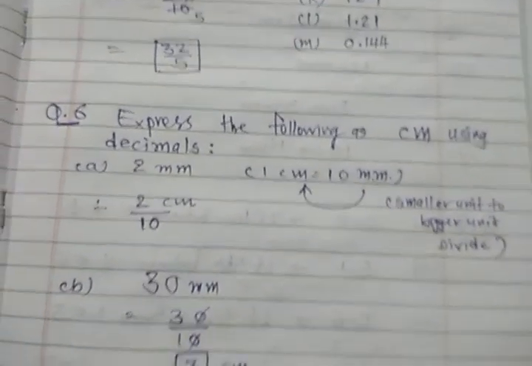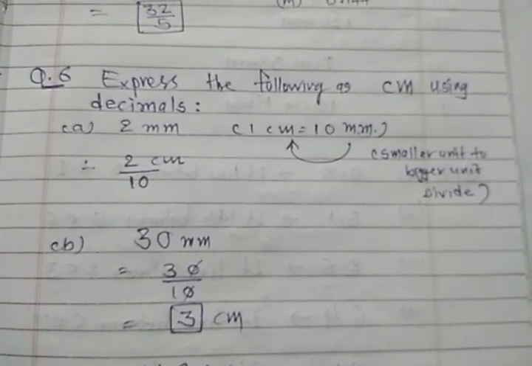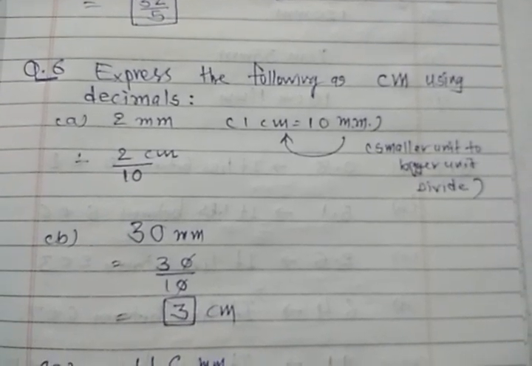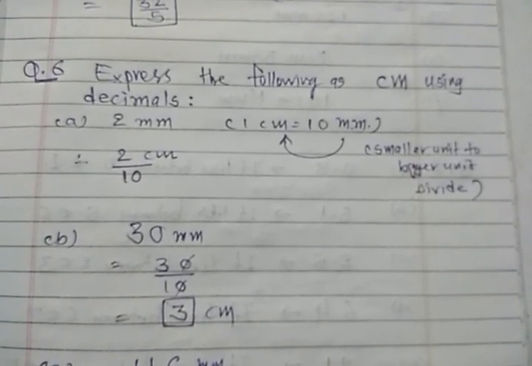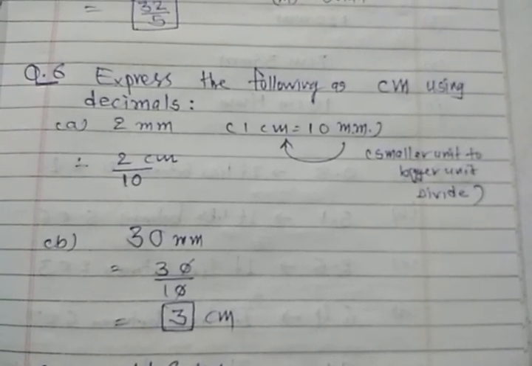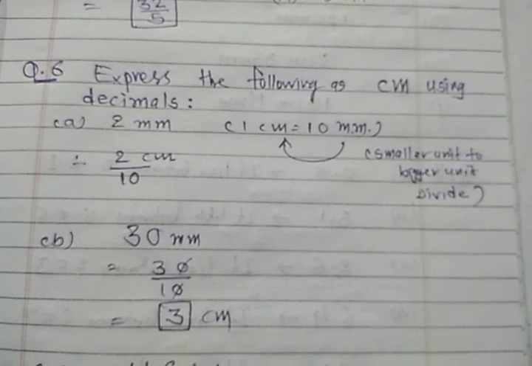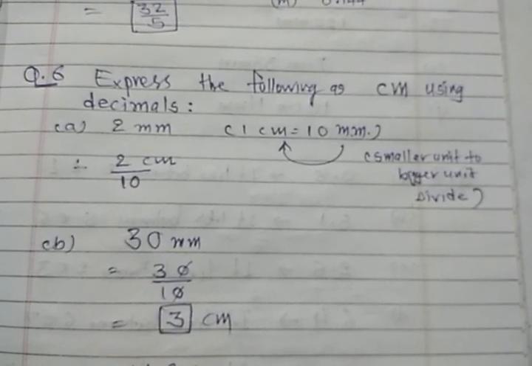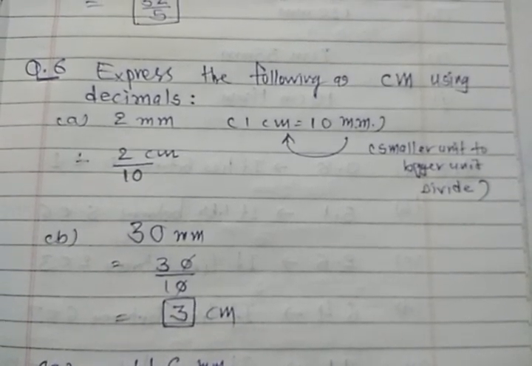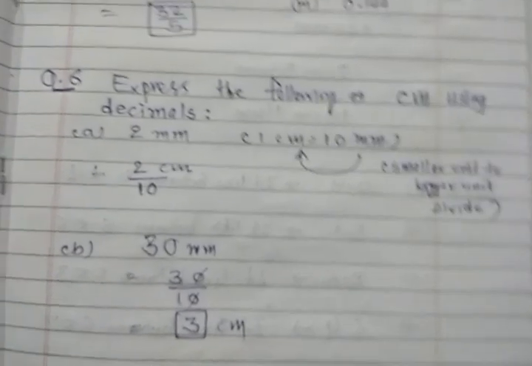Let's move to exercise question number 6. Express as centimeter using decimal. Now students, we have done this in your previous standards, centimeter to millimeter. So what is the conversion ratio? 1 centimeter is equal to 10 millimeter. Centimeter is a bigger unit and millimeter is a smaller unit. So students, whenever we convert bigger to smaller, we have to multiply. You see here I have drawn the arrow.